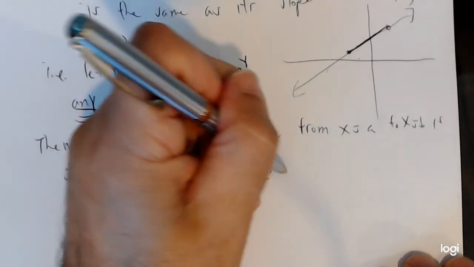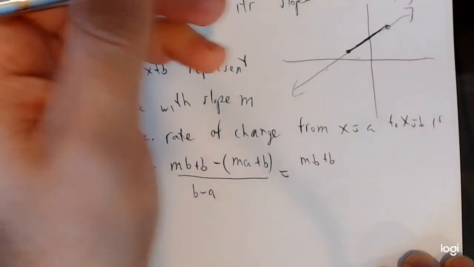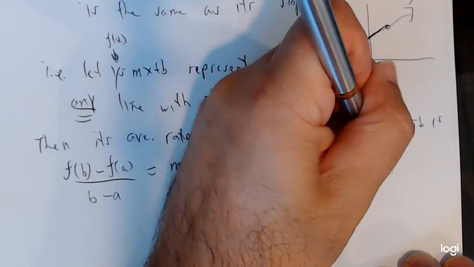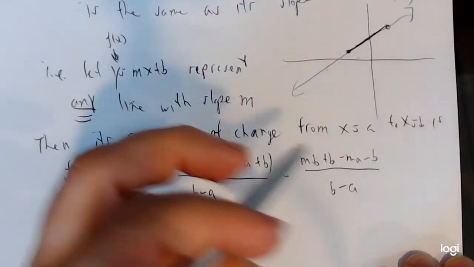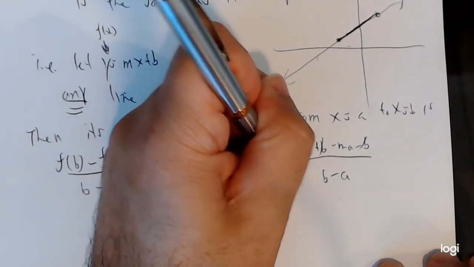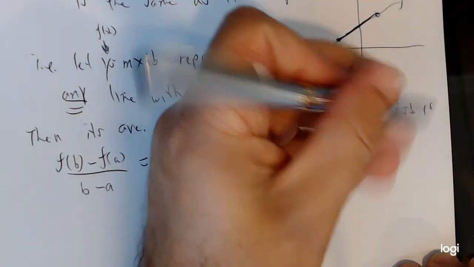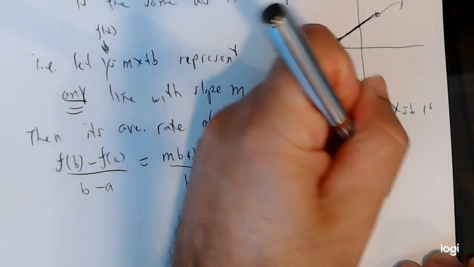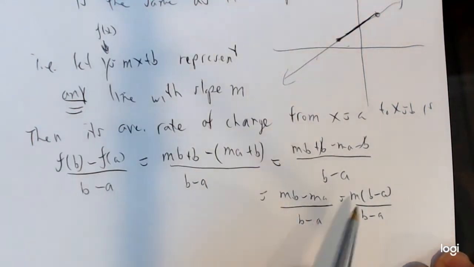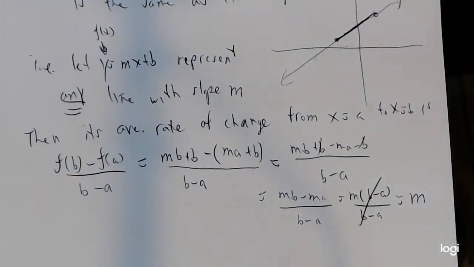So now, if we simplify, distribute the negative, I get mb plus b minus ma minus b, all over b minus a. So look at what happens here. The b's cancel out, and I get mb minus ma over b minus a. Now we could factor out an m, and look at how nice that is. The b minus a's cancel out, and I get m, like we mentioned. So hopefully, visually it makes sense, and algebraically it should also work out and make sense.